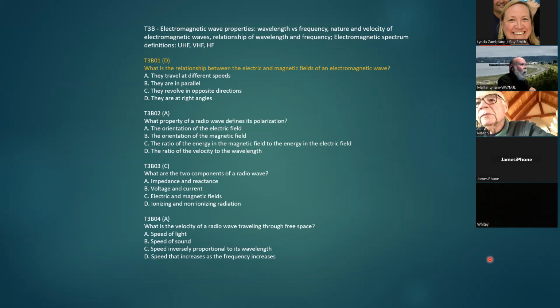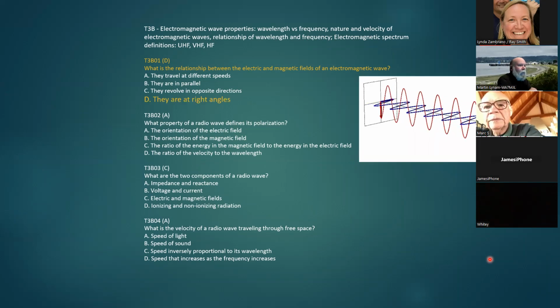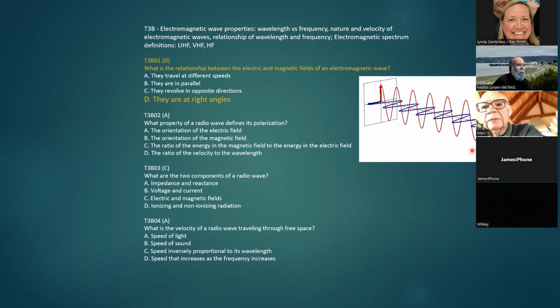T3B is 01. What is the relationship between the electric and magnetic fields of an electromagnetic wave? They travel at right angles.